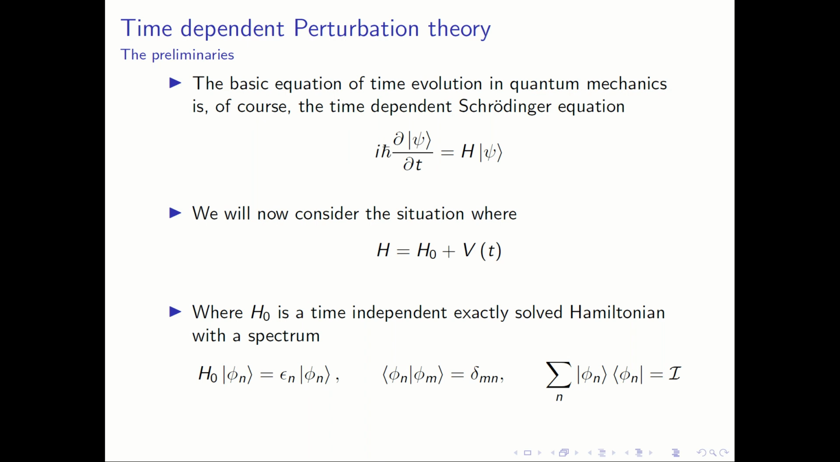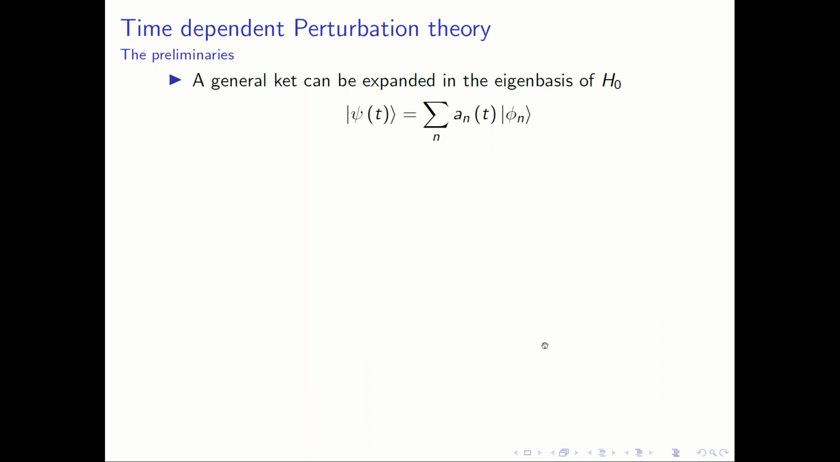V of t, which is going to be treated as a perturbation on top of H0, is assumed to be small in some sense compared to H0. We will see what small means in the course of the following lectures. Now, as we all know, the kets phi n form a complete basis for the Hilbert space in question, which means that any general ket can be expanded in this eigenbasis of H0. So I can write our ket psi, which depends on time, as a linear combination of all the kets phi n with coefficients a n, and these coefficients of course depend on time.